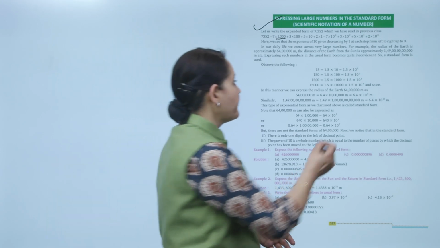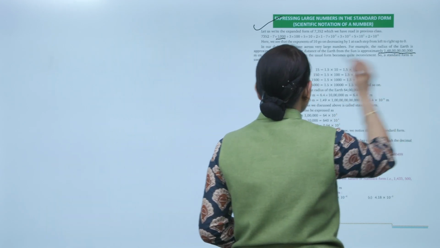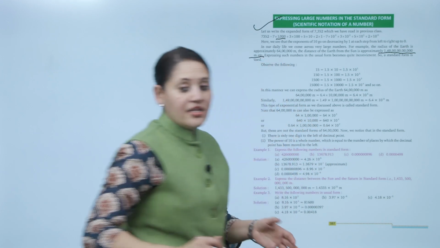The distance of the earth from the sun is approximately this much meter, etc. They are very large numbers. Expressing such numbers in the usual form becomes quite inconvenient. So, the standard form is used.